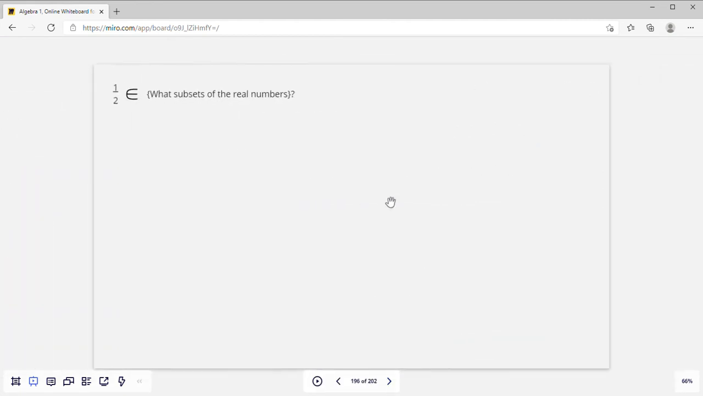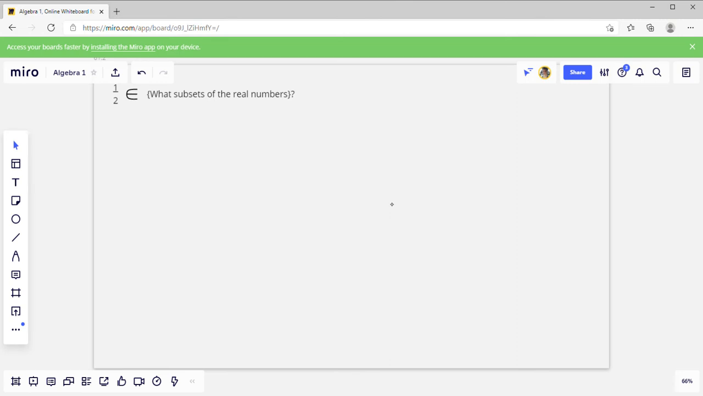All right. Now, remember this symbol means is a member of. Okay? So, what subsets of the real numbers? 1/2 is a member of what subsets of the real numbers? All right, so real numbers, it would not be an irrational number because it's written as a fraction, so it's going to be rational.